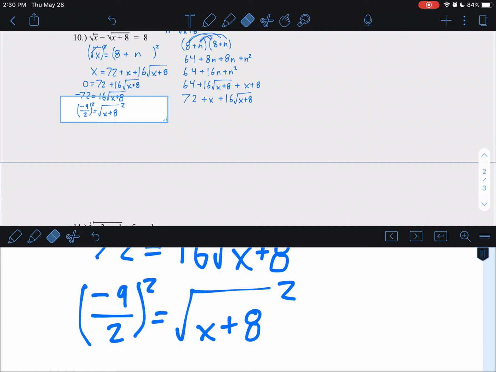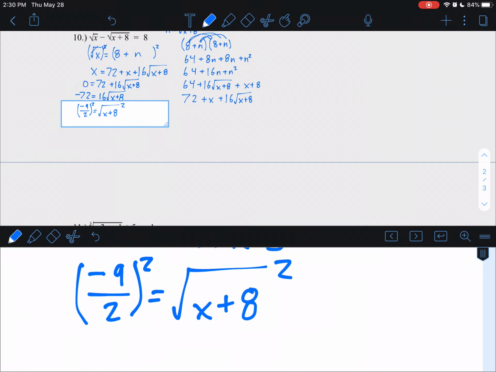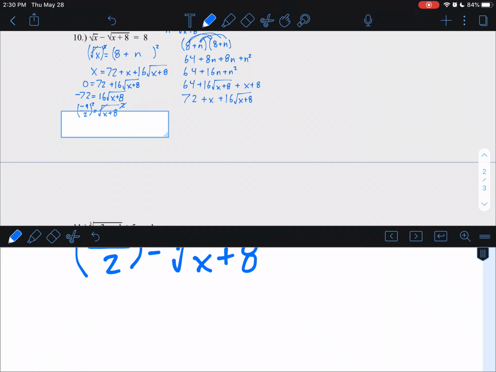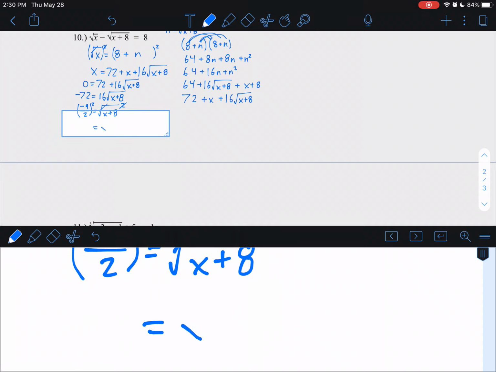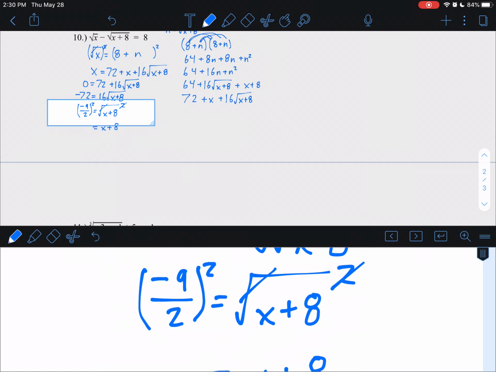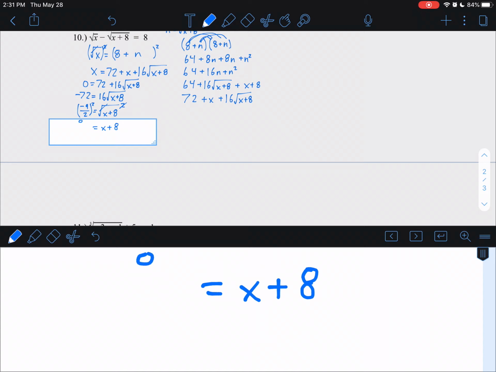So on this side, well, no, I'll leave that there. So the radical and the square are going to cancel out, and I'm left with x plus 8. And on this side, I have negative 9 squared, which is going to be positive 81. And 2 squared is going to be 4. So 81 over 4 equals x plus 8.